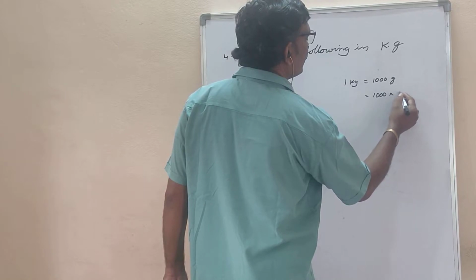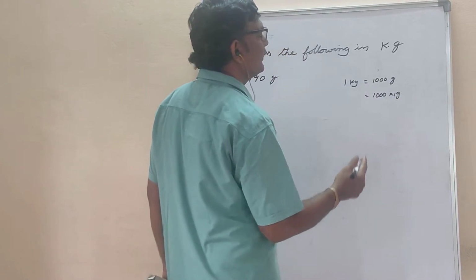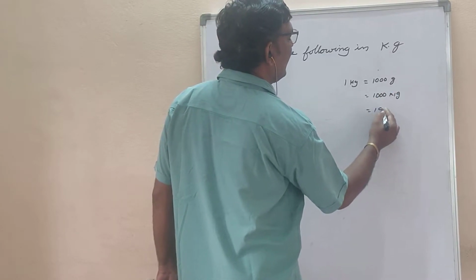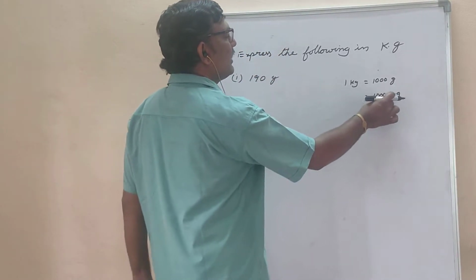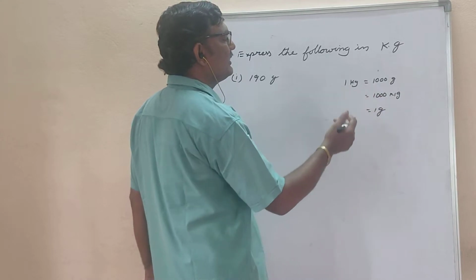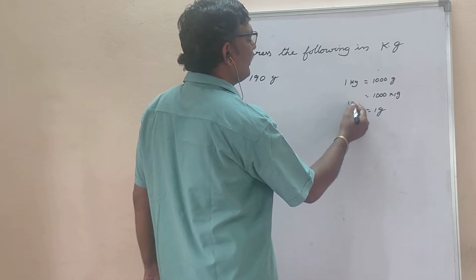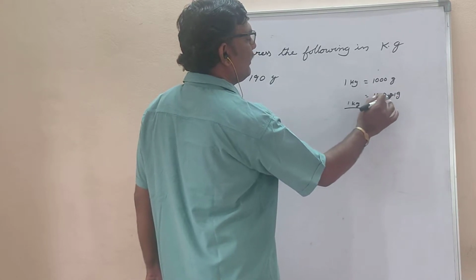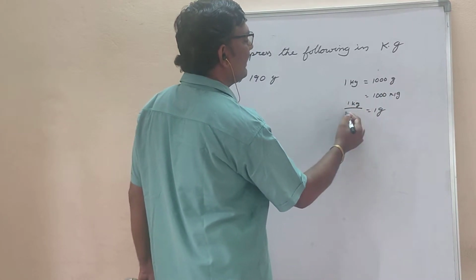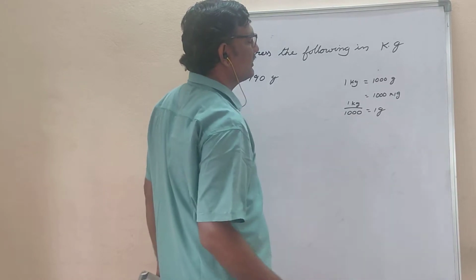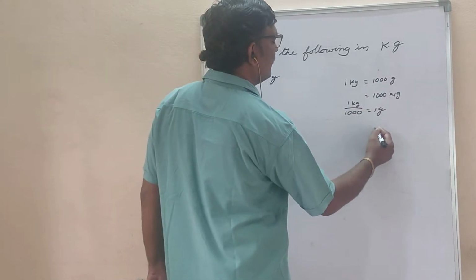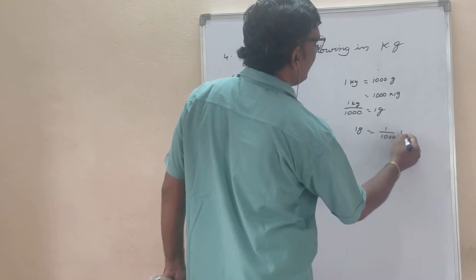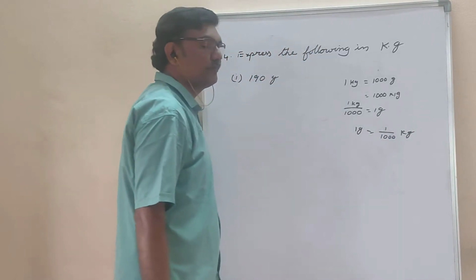Next, if I want 1 gram, I have to make 1 gram the subject. 1 kg equals 1000 into 1 gram. So bring this 1000 to the left-hand side. It is a multiplying quantity, so if you take it to this side it will divide. So 1 gram is equal to 1 by 1000 kilograms.